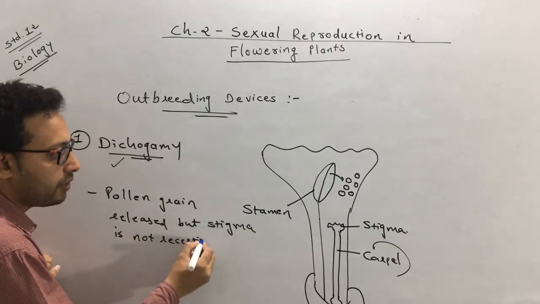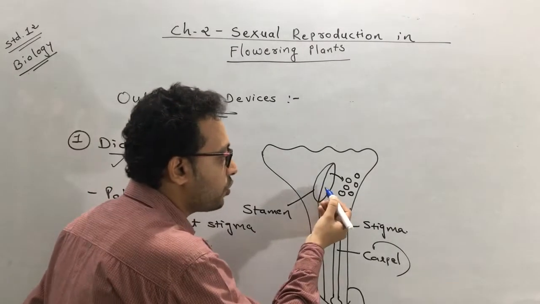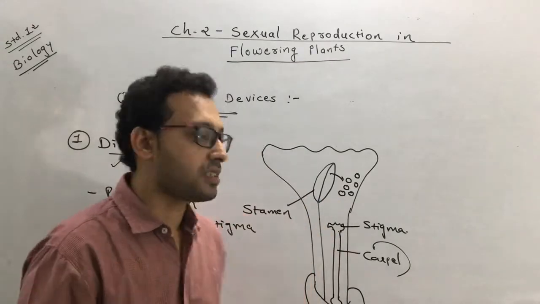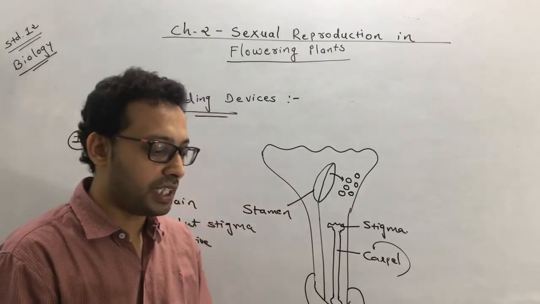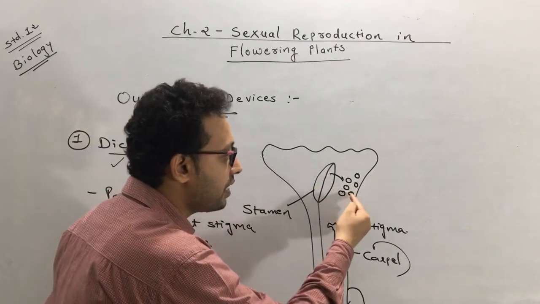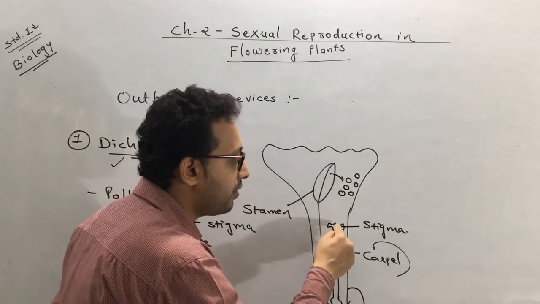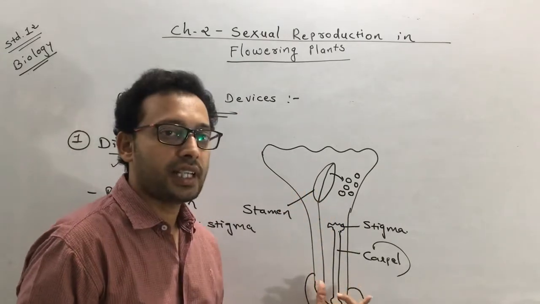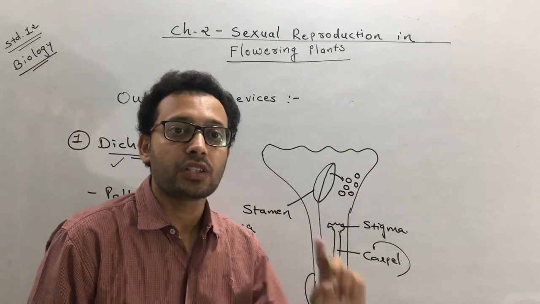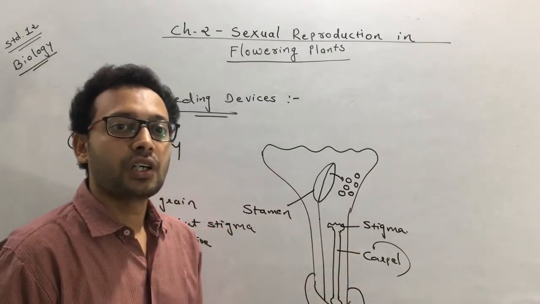In short, in other terms, if you want to say that the male sexual organ has started to produce the gametes, but the female sexual organ at the same time has not started to produce the gametes, it means the pollen grain which is released from it is not capable of fertilizing the ovary of the same flower, and that prevents inbreeding or self-pollination, and that promotes cross-pollination.